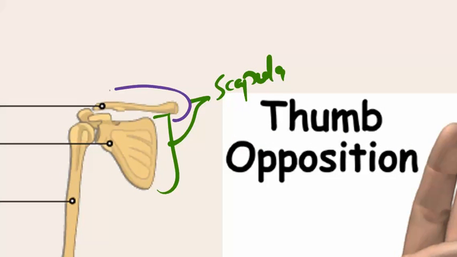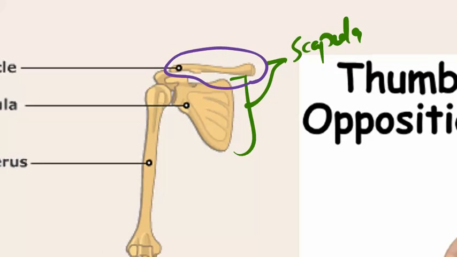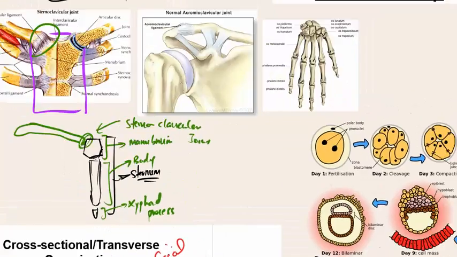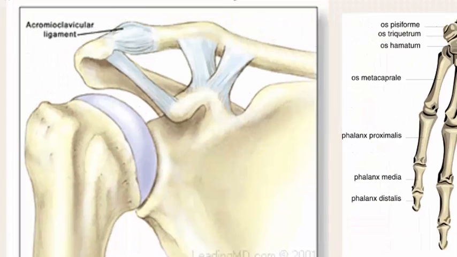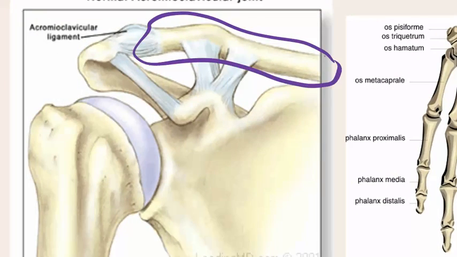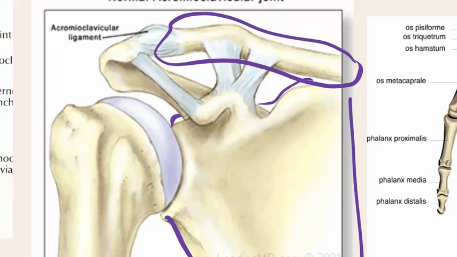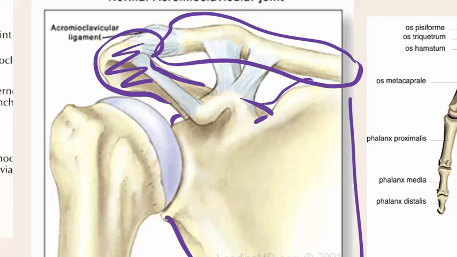Okay, so what was this called? That was the clavicle. It's a little bit hard to see here, but right here, this is your acromion. Let me see if I have a better image of this. Okay, here it is. So once again, this is your clavicle, right? This here would be your scapula. Now, coming off of your scapula, you have this right here. This is your acromion.